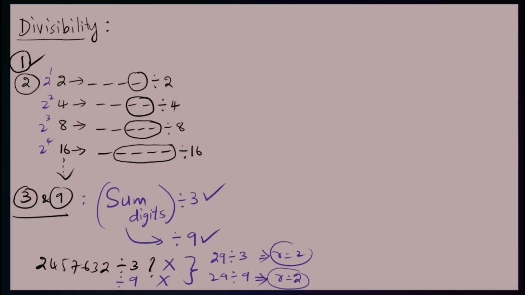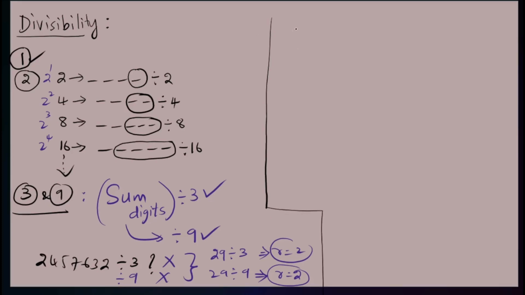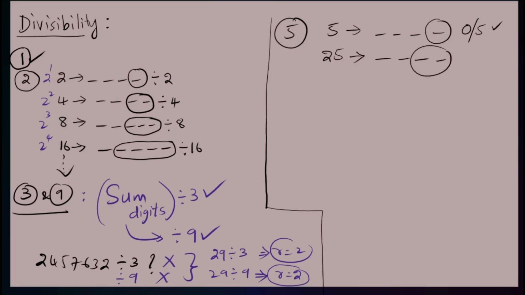Now let's move on to finding the divisibility rule of other numbers like 5. So the divisibility rule of the family of 5. The divisibility rule of 5 is simple. The last digit should be divisible by 5, which means it has to be either 0 or 5. The divisibility rule of 25, which is 5 square: the last two digits should be divisible by 25. So it has to be either 00, 25, 50 or 75. So these are all the four cases.